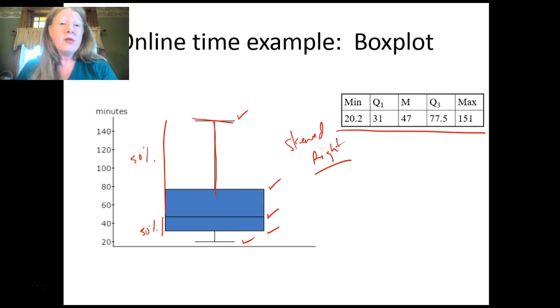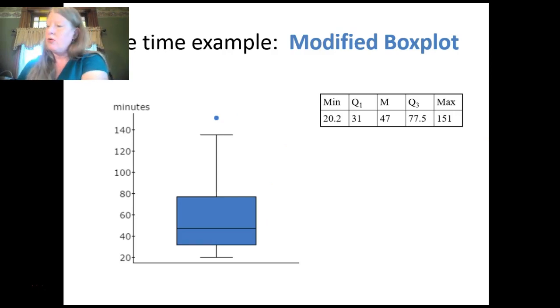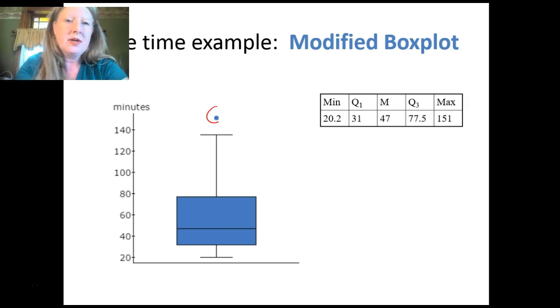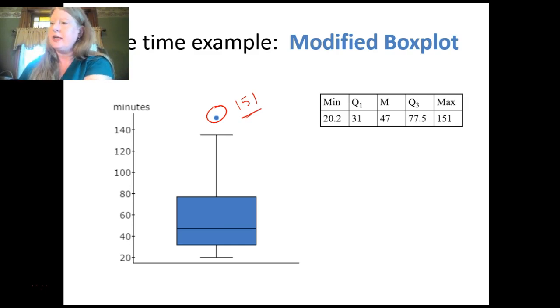Now, again, we know that we have an outlier, so quickly we can modify our box plot to include it. Rather than having this line extend to the maximum, I have it extend to the next lowest value that's not an outlier. So here's our outlier of 151. A modified box plot would be one where you actually show the outliers.